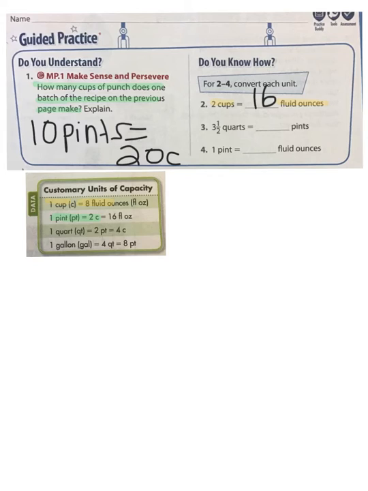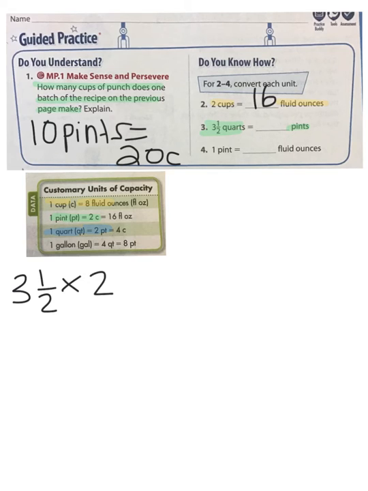Number 3, we want to know if we have 3.5 quarts, how many pints will that be? So now we're going from quarts to pints. I'm going to highlight that part. So 1 quart equals 2 pints. So I know that since there's 2 pints in a quart, I'm going to need to multiply by 2. So I need to take 3.5 and multiply it by 2. I can't just multiply 3 times 2 and then add a half. That's not going to work.